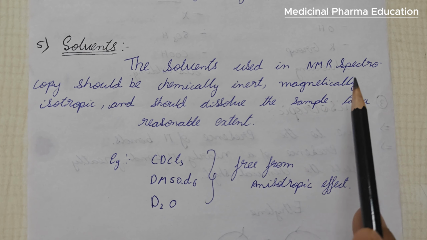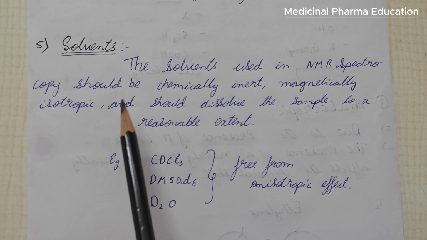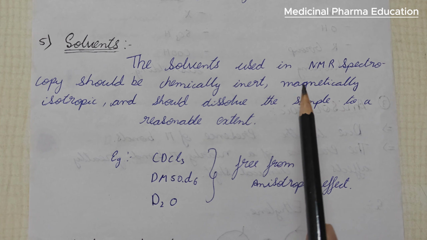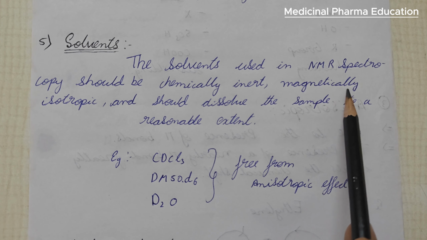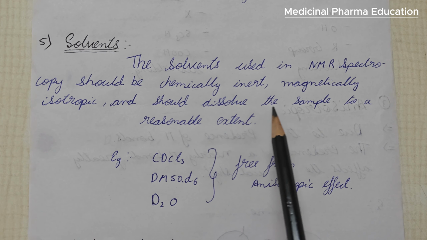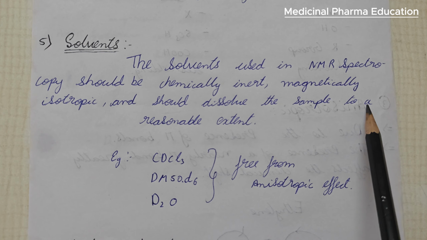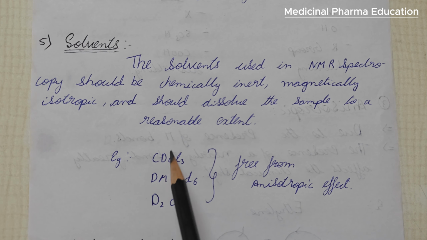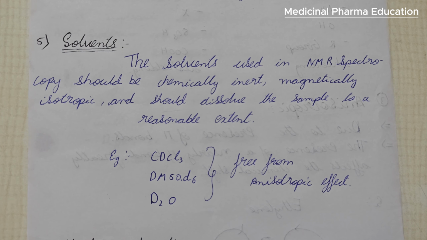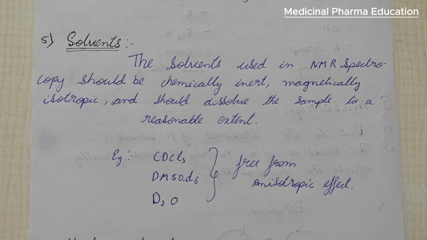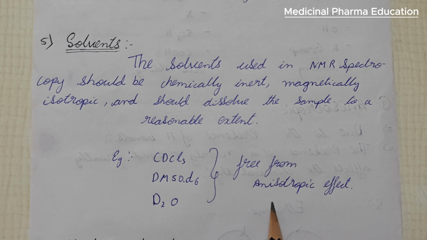The solvent used in NMR spectroscopy should be chemically inert, magnetically isotropic, and should dissolve the sample to a reasonable extent. Based upon the solvent itself, NMR spectroscopy is largely dependent. It should be free from isotropic effect. If an isotropic solvent is present, it also affects the result, and the chemical shift also occurs.